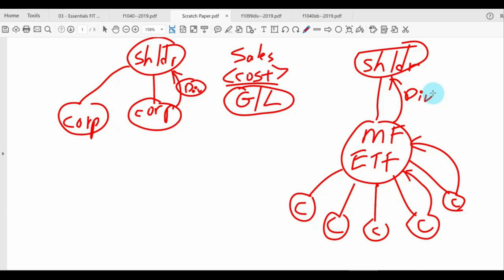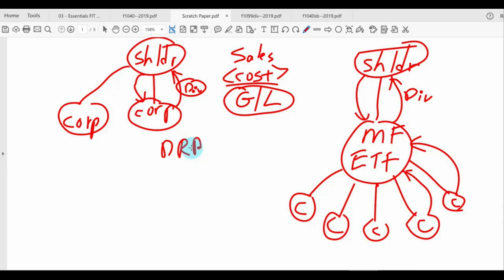Sometimes dividends are reinvested by the shareholder to buy more shares of stock. That dividend is still taxable to the shareholder. Likewise, for individual corporations, the shareholder may buy shares of that stock. Sometimes we call it dividend reinvestment program or DRIPS. You still have to recognize the dividend as taxable, even though it's being kept by the corporation or being kept by the mutual fund.